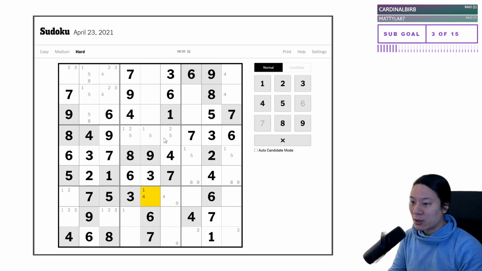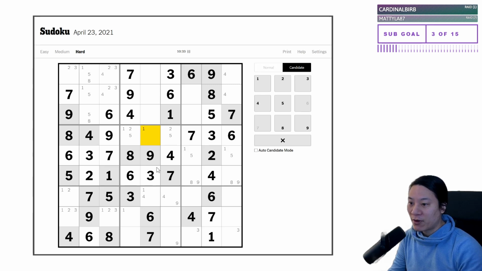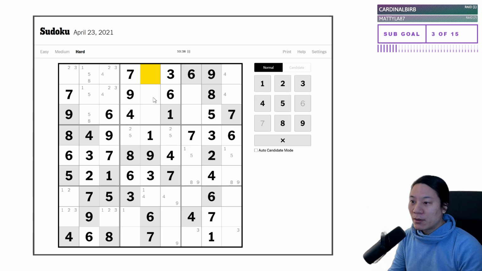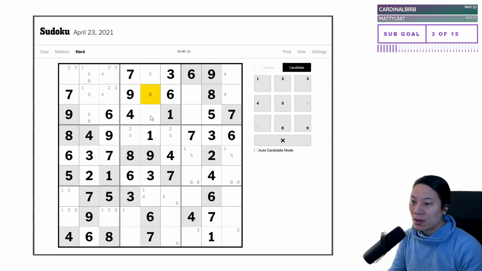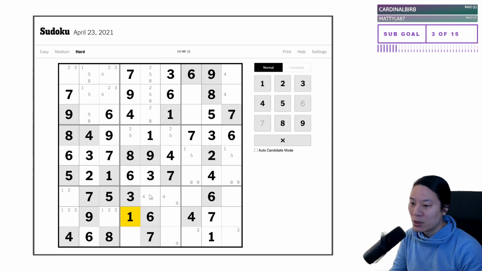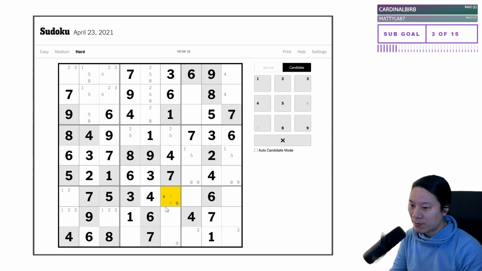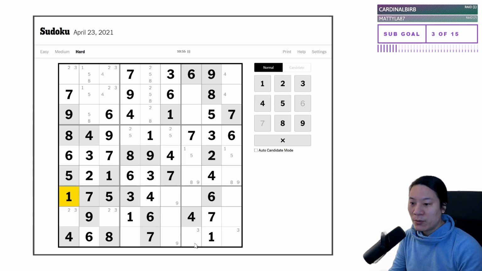The triple includes a 5, so this can't be a 5. It must be a 1. In fact, the 5s in these two positions are 2, 5, and 8. So let's pencil mark in the 2s and 8s, and this can't be a 1 anymore. So 1 is there, 4 is here, and that means the 1 is here as well.